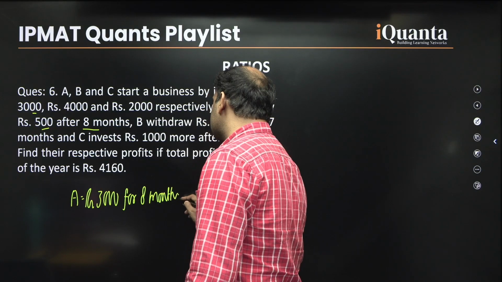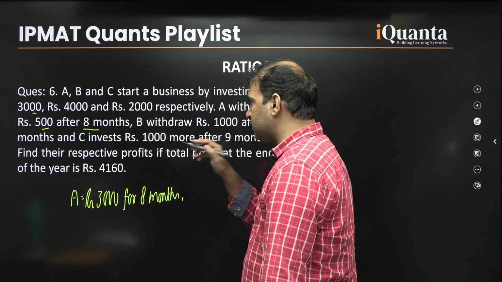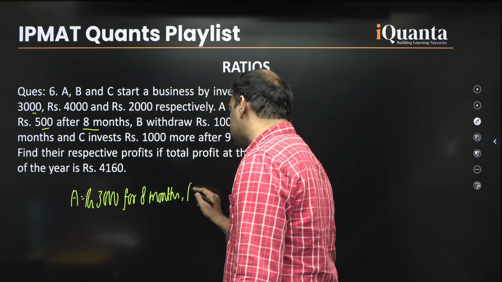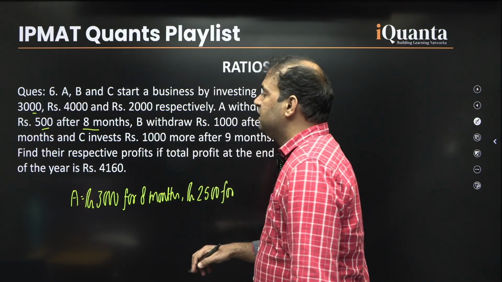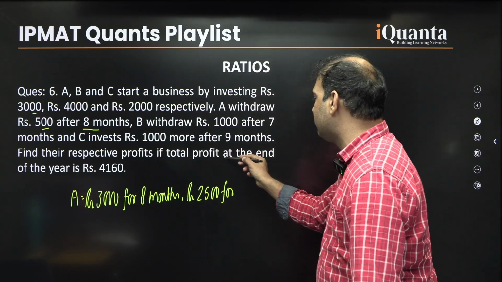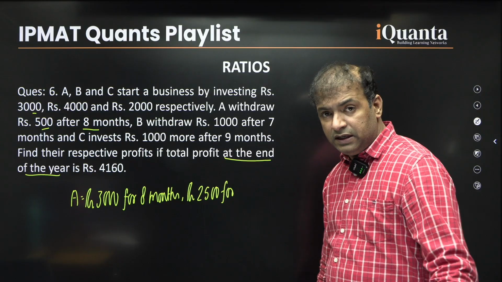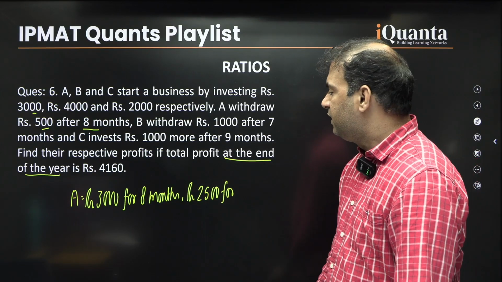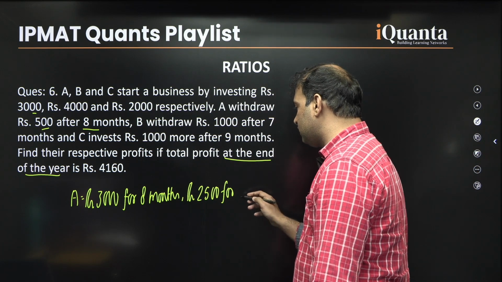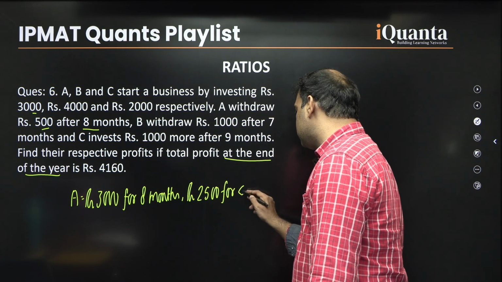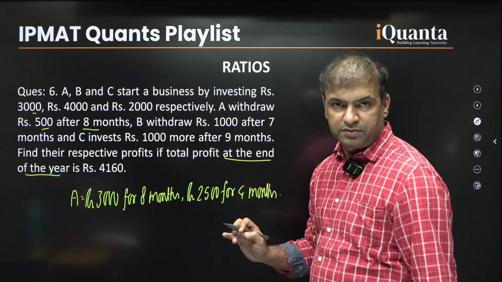After that, what will his investment be? Because he has withdrawn 500, now his investment must be 3000 minus 500, which means his investment must be 2500. But for how many months? See guys, we are given the total profit at the end of the year, which means the total time period is 1 year. 8 months are done, how many are left? 4 months. So we can say the next investment is 2500 for the next 4 months. Okay, we can say this first of all, right?